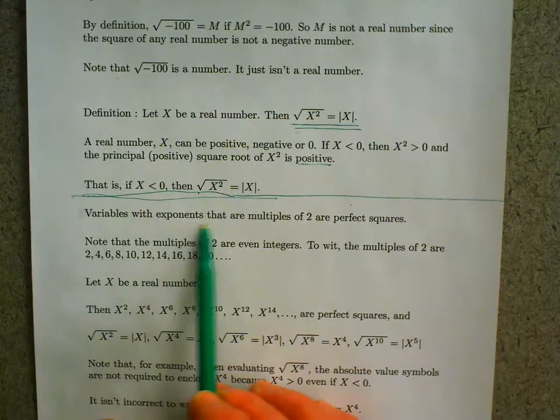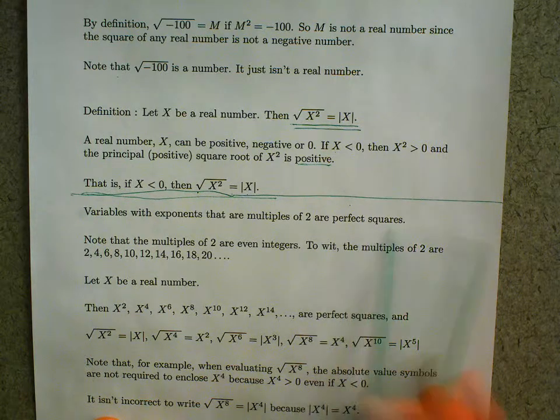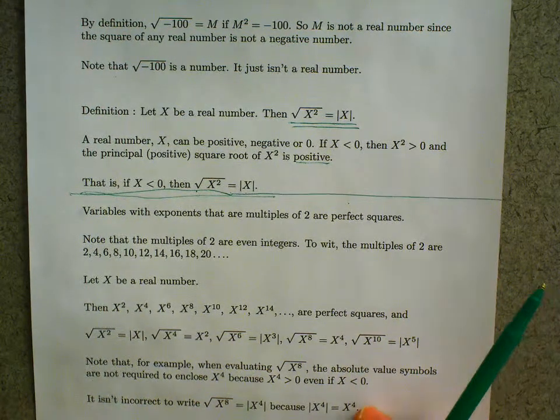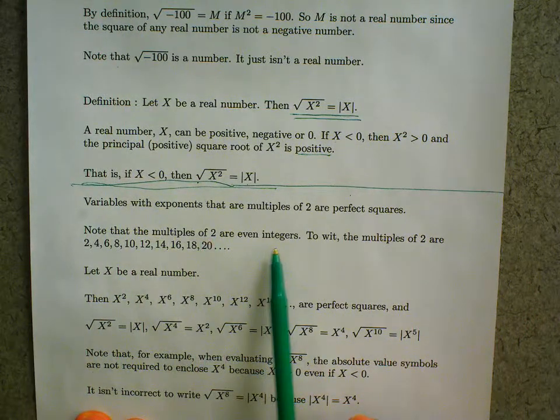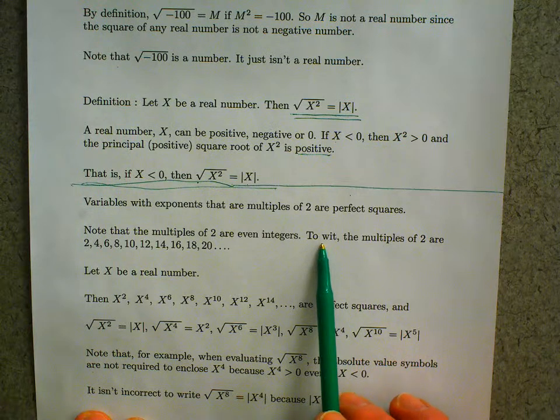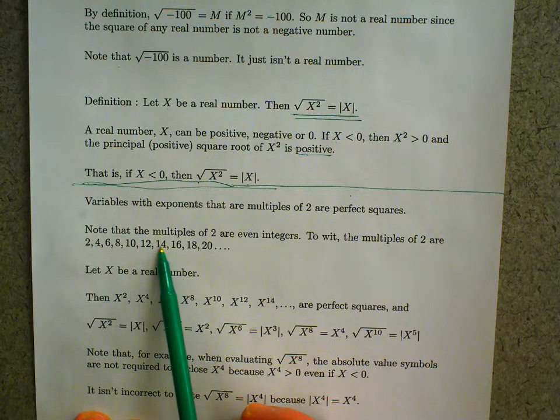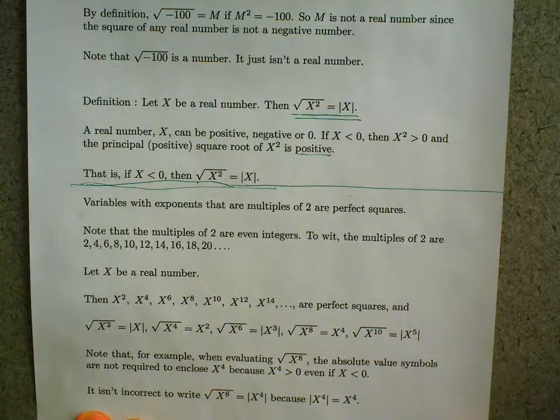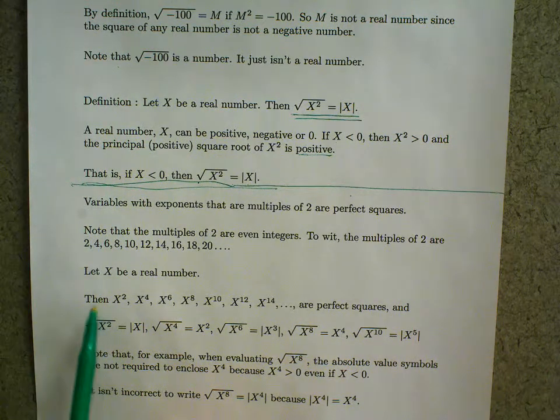Variables with exponents that are multiples of 2 are perfect squares. The multiples of 2 are even integers. So the multiples of 2 are just 2, 4, 6, 8, 10, 12, 14, and so on. Okay, so next we'll learn how to simplify square roots of perfect squares with variables.